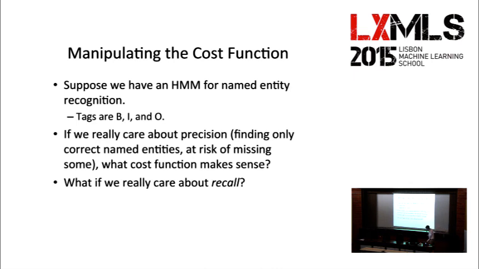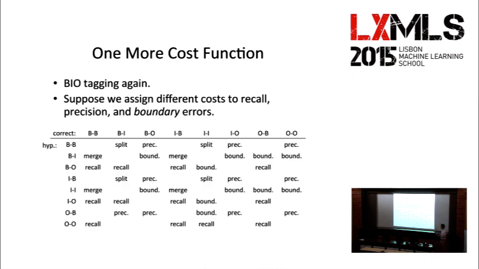So one way to look at it is, I know this is a big table. For every possible correct bigram of labels, here is every possible hypothesized bigram of labels. Some of these you can categorize as precision recall. Some of them you can categorize as recall. But notice that I have to look at the pairs.